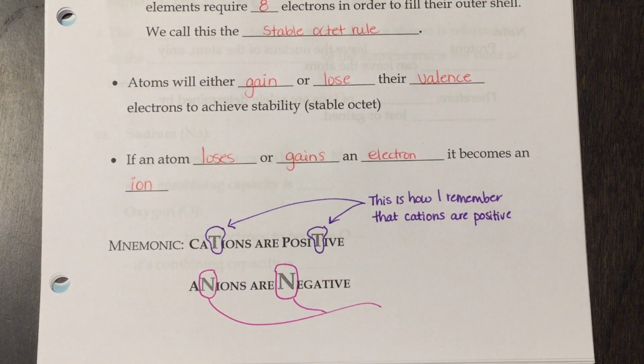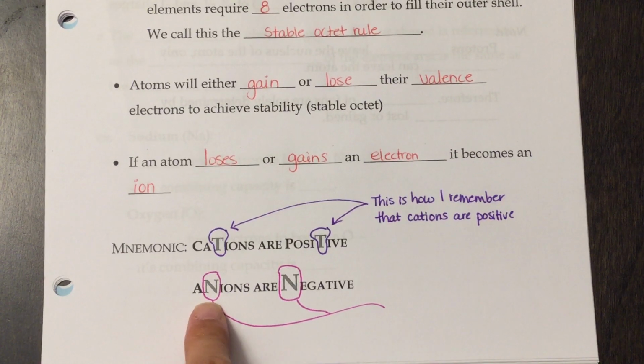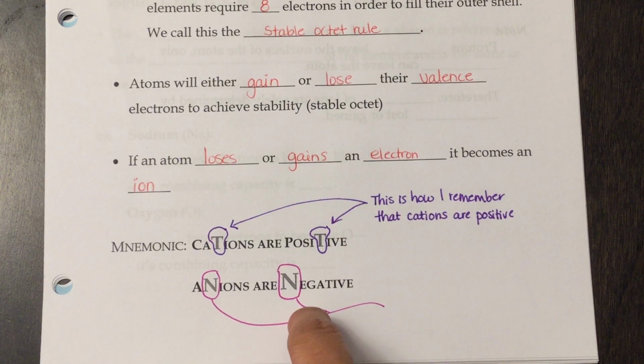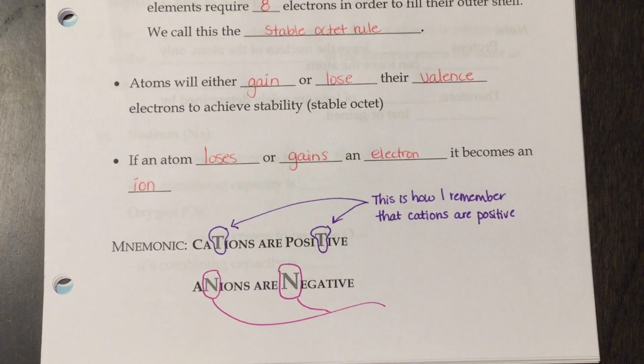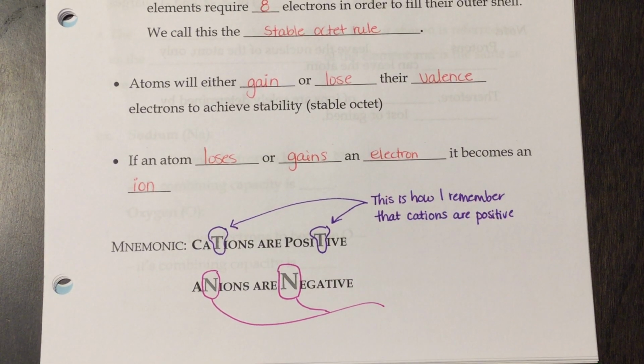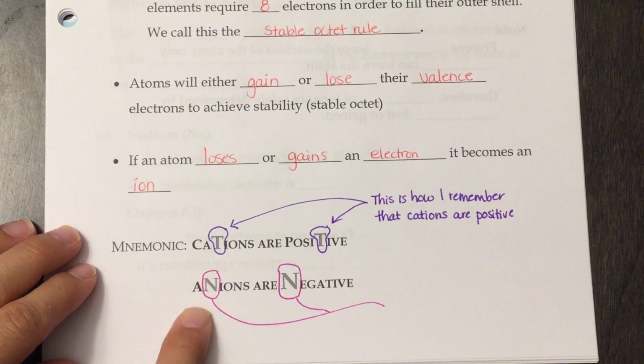I also remember anions like onions. Onions can make you cry, they make you sad. That's a negative experience. Onions, anions, just a different letter in front. That's another way that I try to remember it. So we're going to have positive ions and negative ions, either cations or anions. Turn the page.